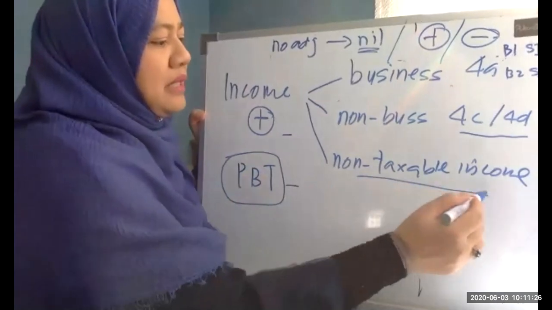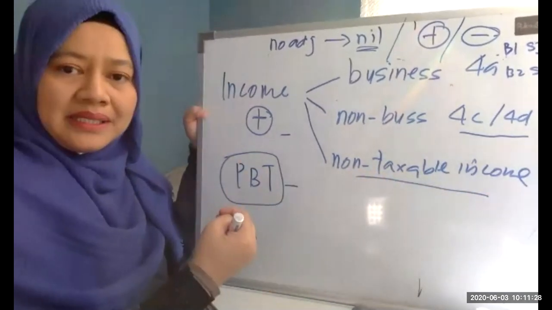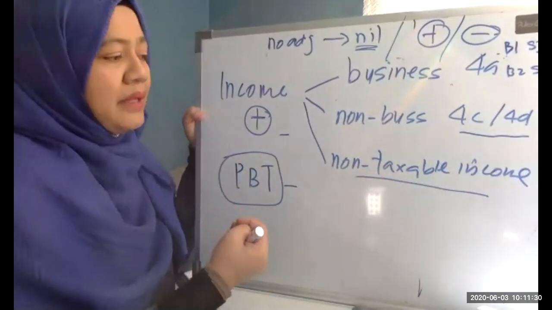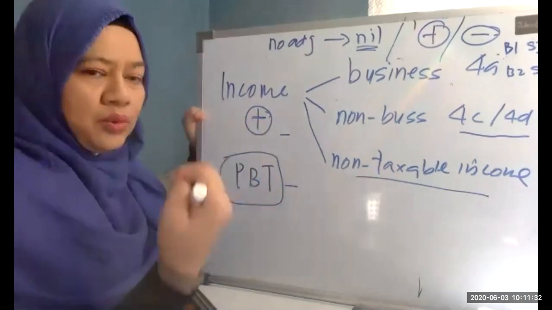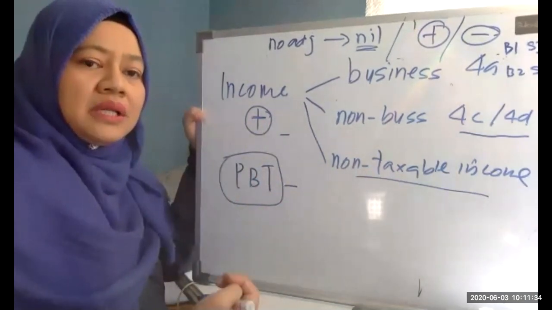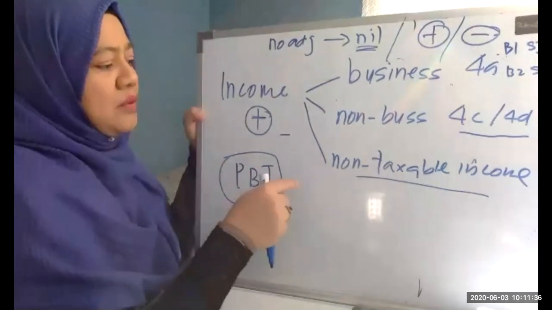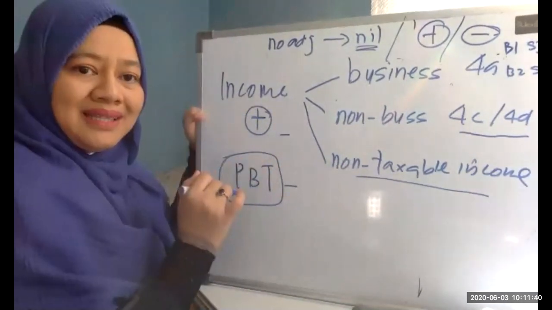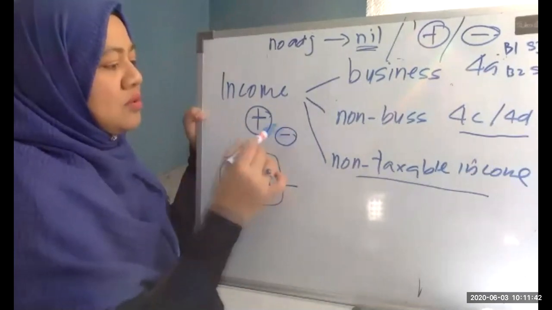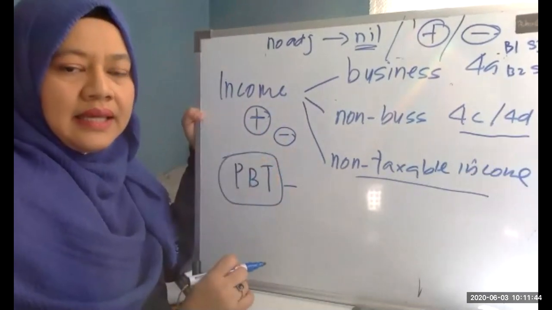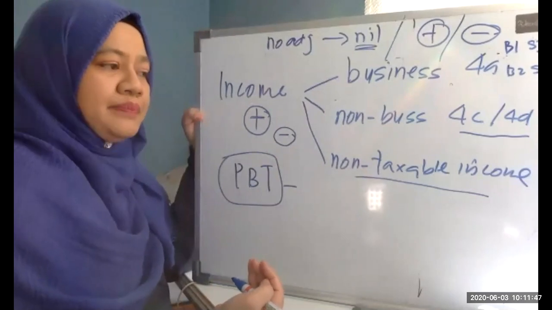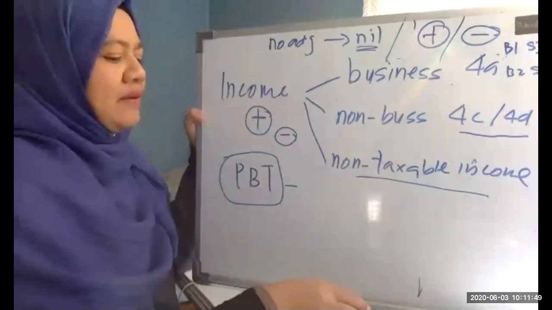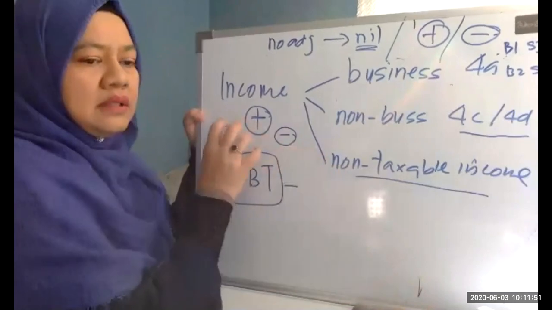Similarly, for non-taxable income, you don't want to pay tax on your non-taxable income, so it shouldn't be taxed. So what you do is you take that income out, so that you don't have to pay tax on that income. How do you do it? Again, that non-taxable income has been added in arriving at your PBT. That's why now you have to minus. Take it out means that you have to minus. We have covered that in the previous class on your income.